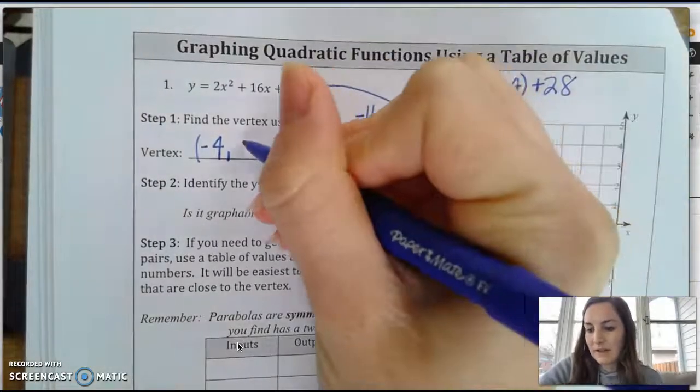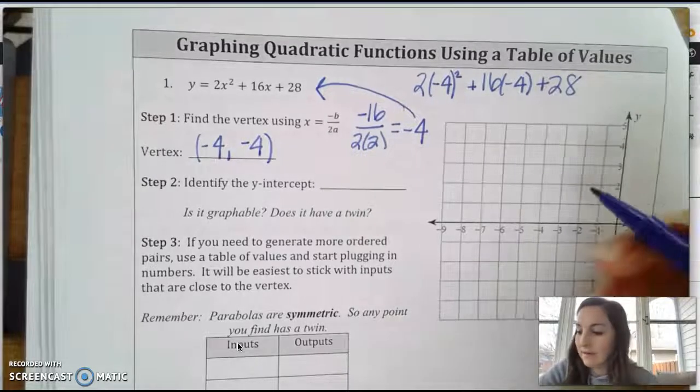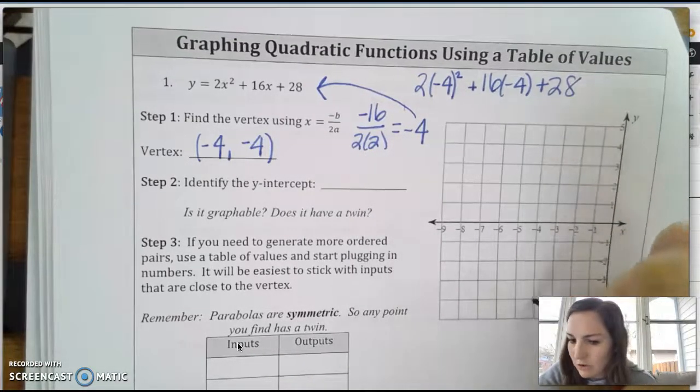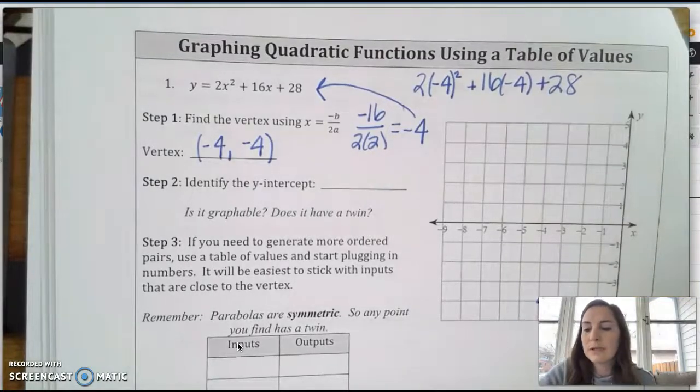And when I simplify this, I'm going to get -4. So my vertex is at -4, -4. And I'm going to go ahead and graph that right now. So -4, -4. Now I'm probably wondering, okay, is my graph going to be a U or is it going to be a hill?